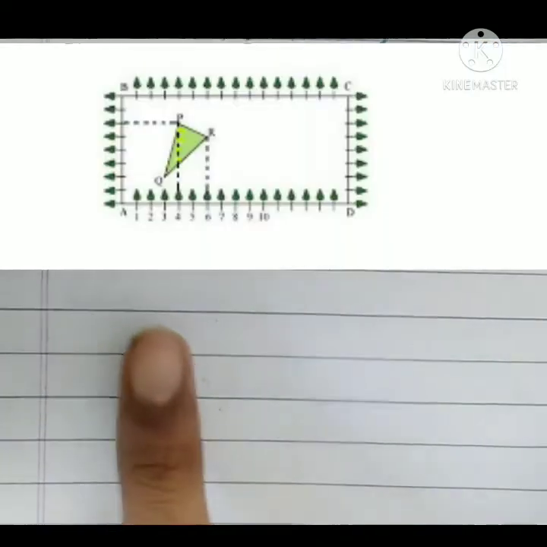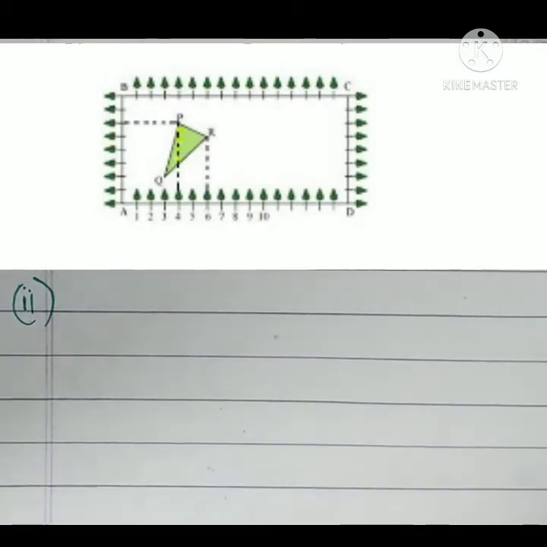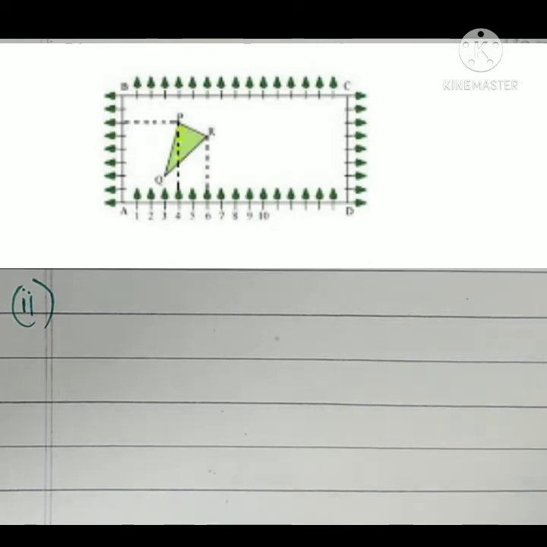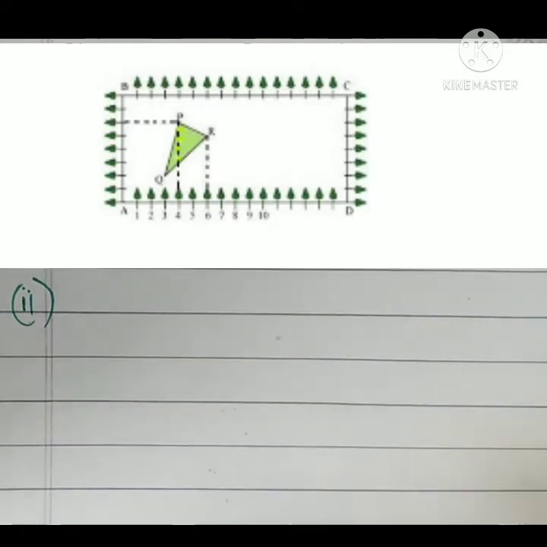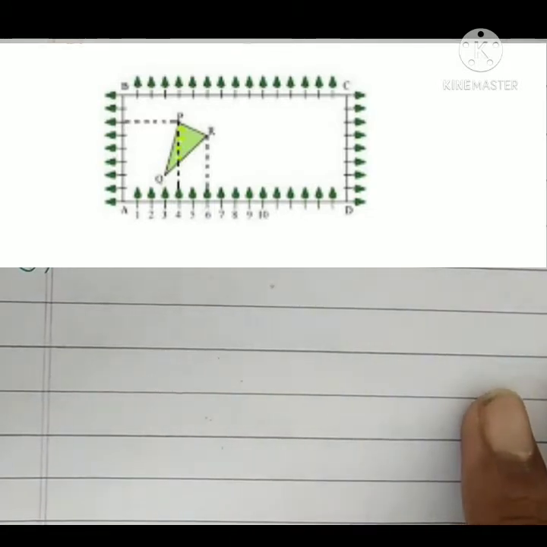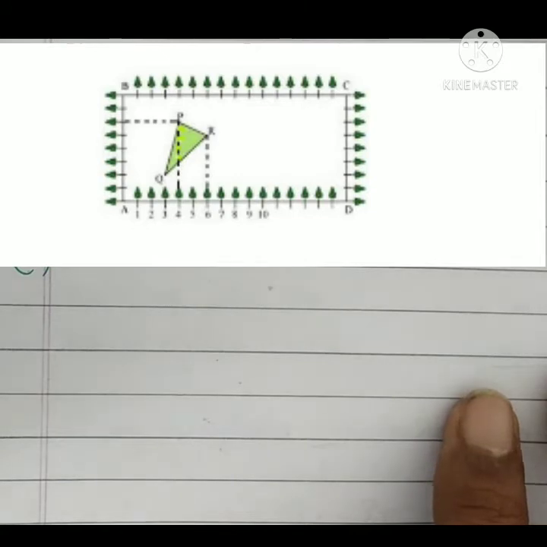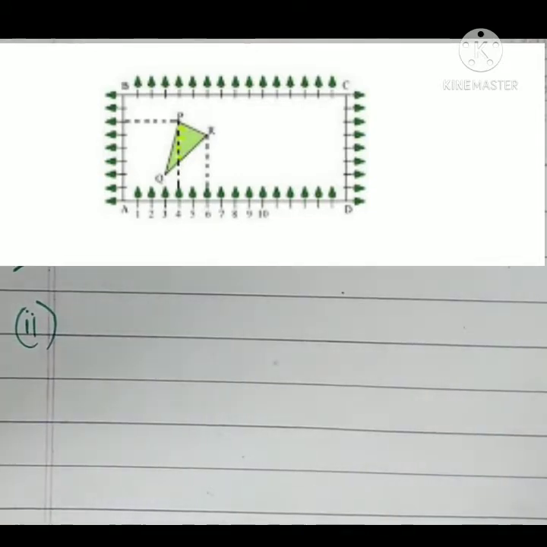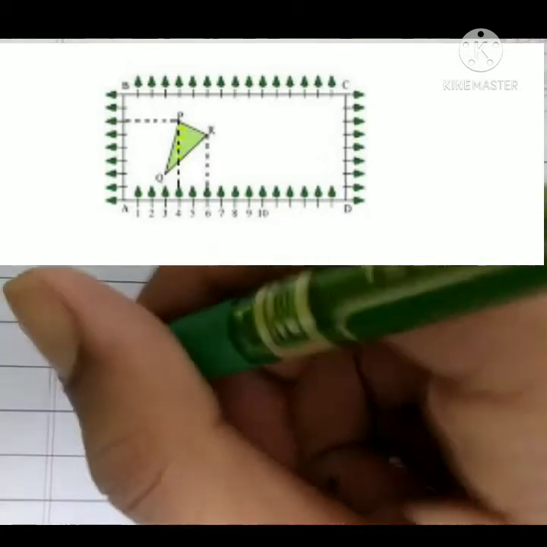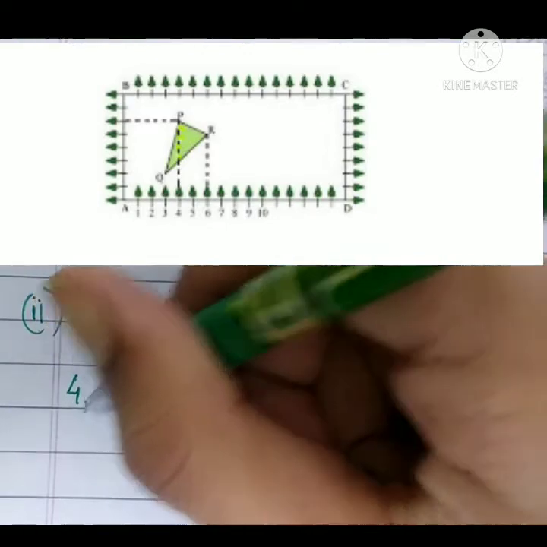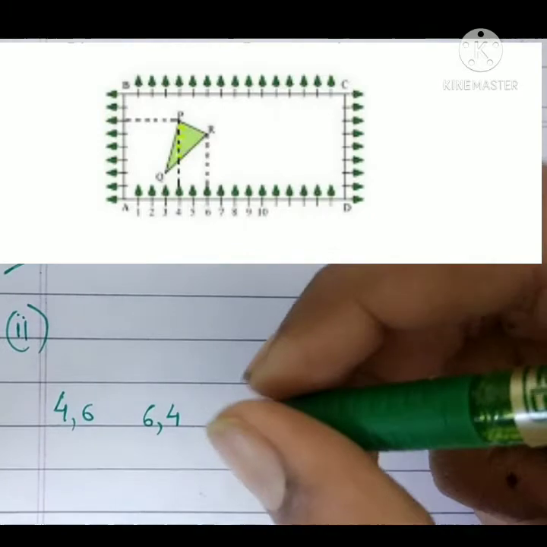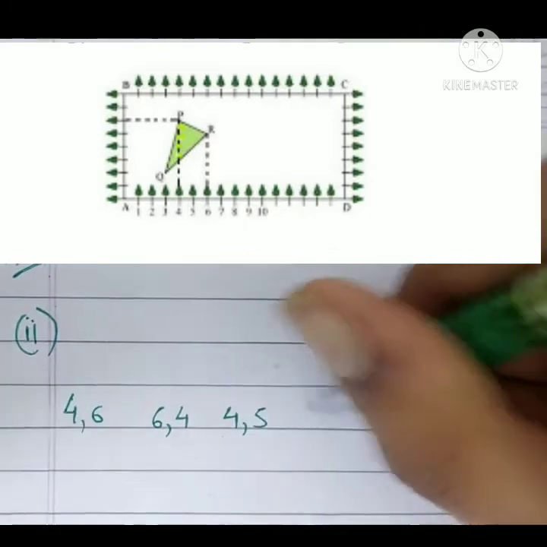So the diagram is displaying on the top. You can see the diagram from there. Question 2 is asking what are the coordinates of point P. Basically this question is asking what are the coordinates of point P. So I am showing the diagram again. First, I am writing all the options. Options are 4, 6; 6, 4; 4, 5; and 5, 4.